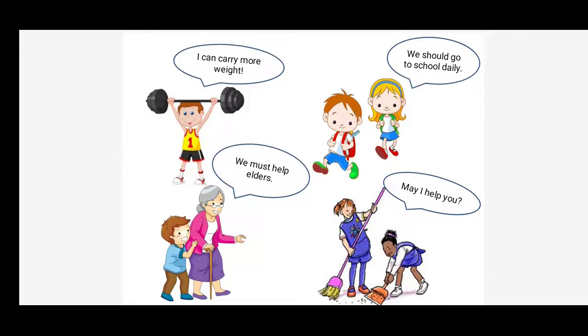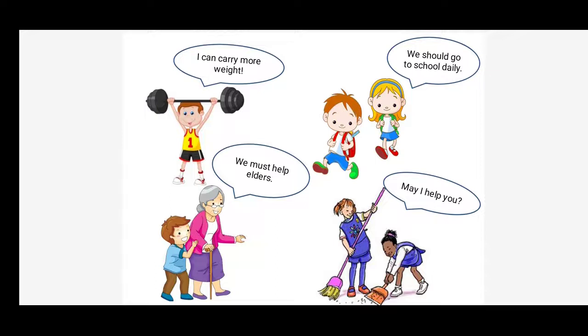See the next picture. "We should go to school daily." So one girl is suggesting here that we should go to school daily. Now look at the third picture where a little boy is helping an old lady. The sentence is "We must help elders." So this sentence is telling us that we ought to help our elders. Here suggestion, advice or moral obligation is coming. And see the fourth picture, "May I help you?" So this is a permission.